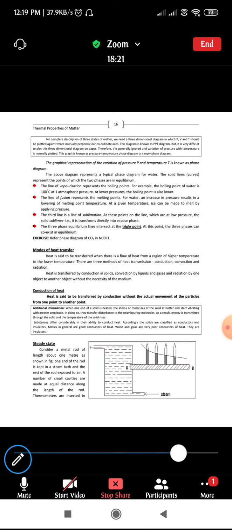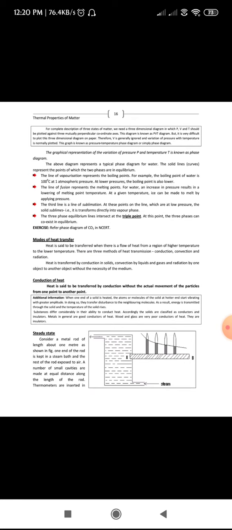Let me explain this variable state once again, because once you understand the variable state, it will be easy to understand the steady state. Variable state is nothing but, as you are heating the end A of the rod, the heat transfers, and due to that heat transfer you can see the increase in temperature in the thermometers. Initially it keeps on varying. That state is called the variable state.